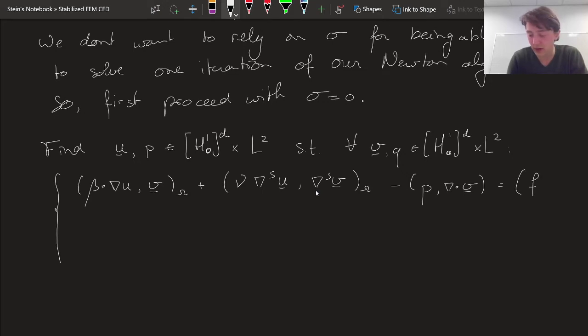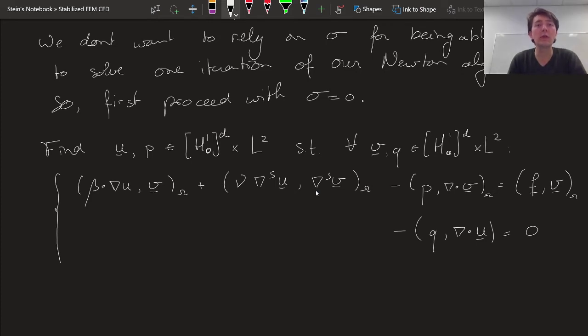That's going to be equal to the L2 inner product between F and V. And our second equation, of course, gives the same expression. Now we can either multiply that by -1 or not. If you multiply it by -1, then we get a symmetric system of equations. So let's do that. And then you get Q divergence of U is equal to 0.